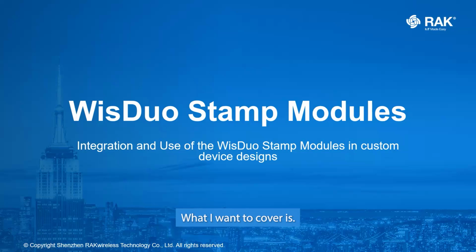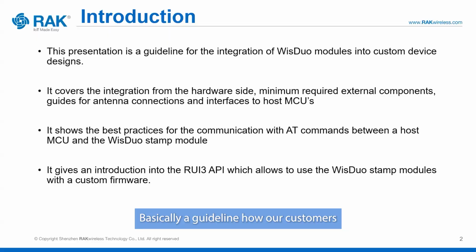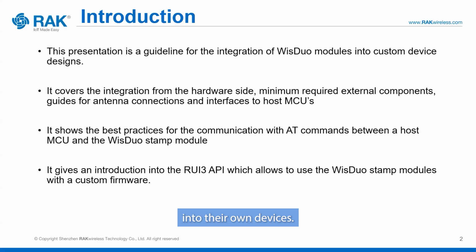What I want to cover is basically a guideline for how our customers can integrate the WisDuo modules into their own devices. I will cover the integration on the hardware side, what is the minimum required. I will also show some best practices regarding the communication with these modules, and I will give an introduction into our RUI3 firmware, the API, which allows you to write your own applications for our WisDuo modules.